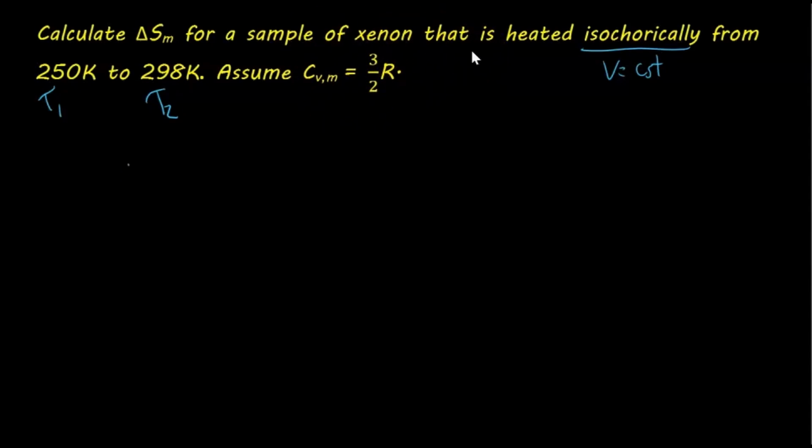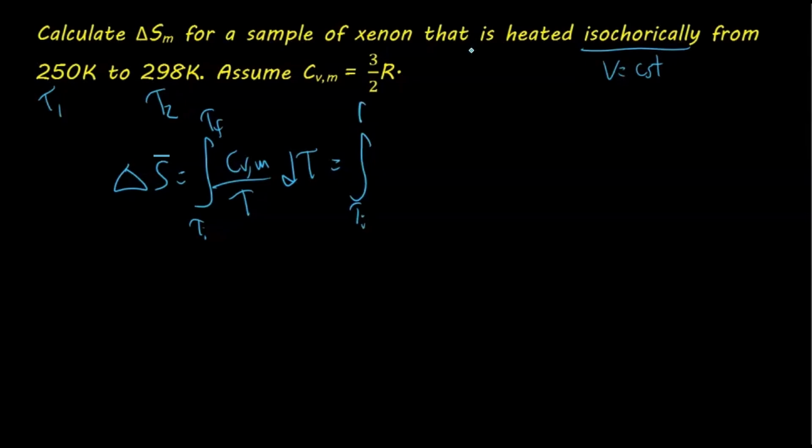So let's calculate this here. We're going to start off with the equation that we just derived: the integral from Ti to T final of CVm over T dT. We can just literally plug in what Cv is, so the integral to Tf of 3 over 2R over T dT. Now this is a constant, so we can just pull it out of the integral.